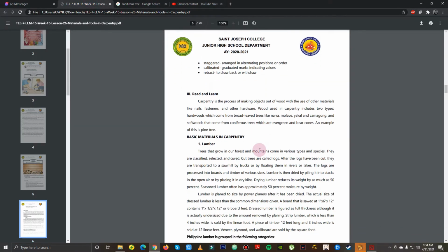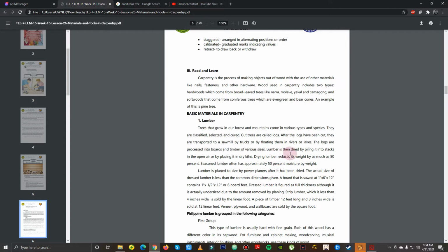Let's continue. Basic materials in carpentry. First is the lumber. Trees that grow in our forests and mountains come in various types and species. They are classified, selected, and cured. Cut trees are called logs. After the logs have been cut, they are transported to a sawmill by trucks or by floating them in rivers or lakes. The logs are processed into boards and timber of various sizes. Lumber is then dried by piling it in stacks in the open air or by placing it in dry kilns.